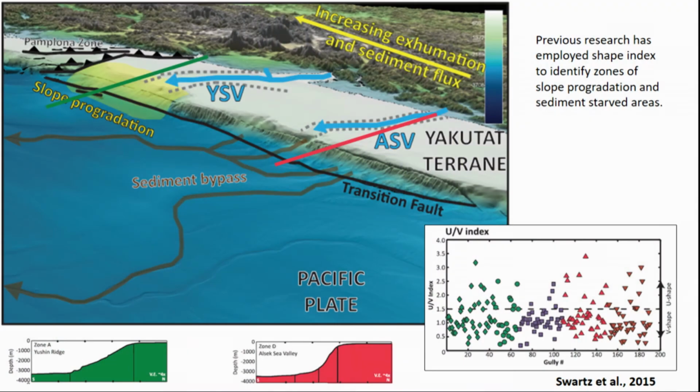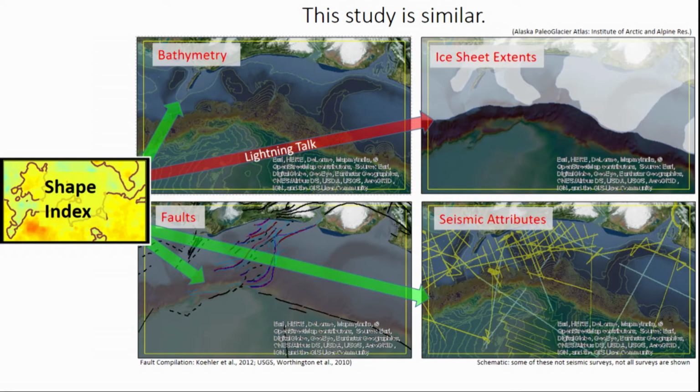Swartz's research looked like this. He was able to use his results to identify zones of slope progradation and where we're experiencing sediment bypass. But what we're going to do is compare it to a lot of different things, and we're going to try to be a little more spatial than just doing one profile. We want to interpolate across the entire area. What we're going to focus on for the lightning talk, just for limited time, is the relationship between ice sheet extents and the shape index, although we've compared more variables.